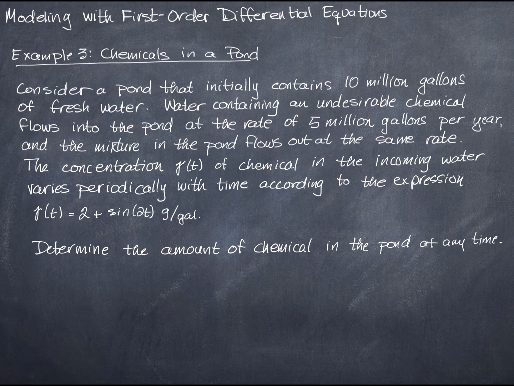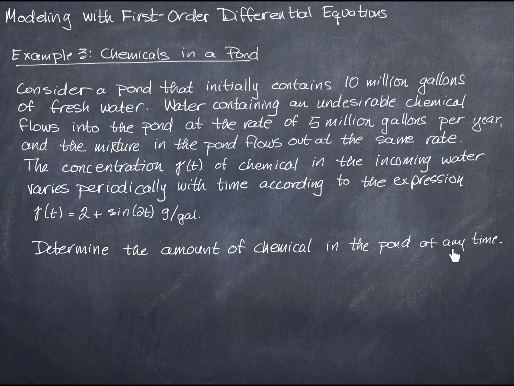Consider a pond that initially contains 10 million gallons of fresh water. Water containing an undesirable chemical flows into the pond at the rate of 5 million gallons per year, and the mixture in the pond flows out at the same rate. The concentration gamma of t of chemical in the incoming water varies periodically with time according to the expression gamma of t equals 2 plus the sine of 2t grams per gallon. And then we're asked to determine the amount of chemical in the pond at any time.